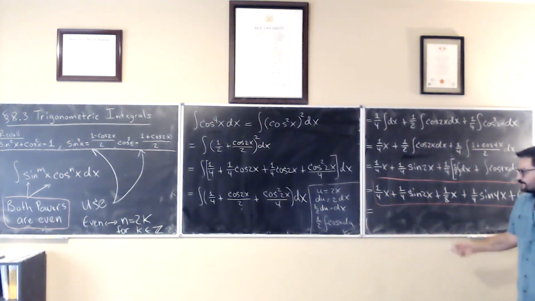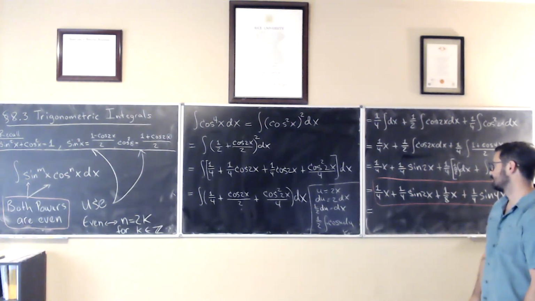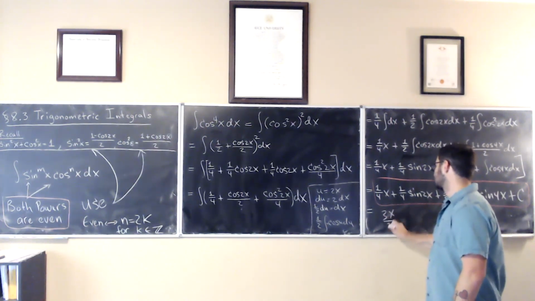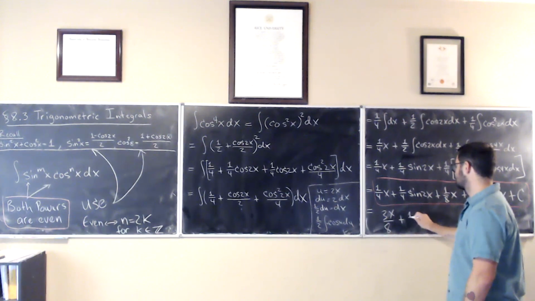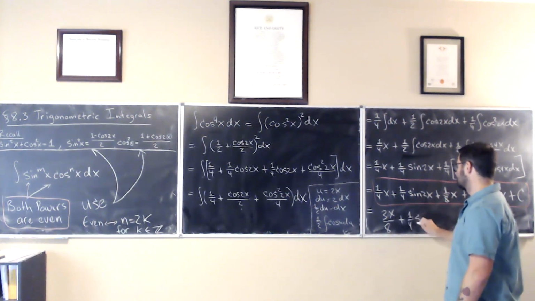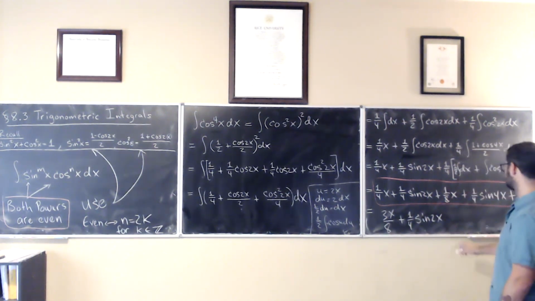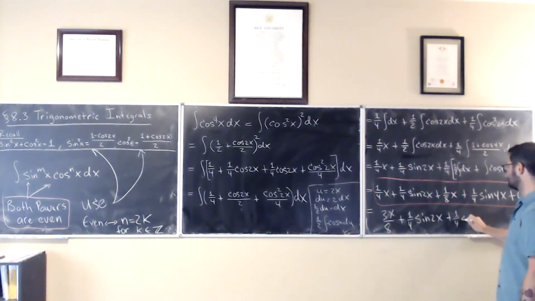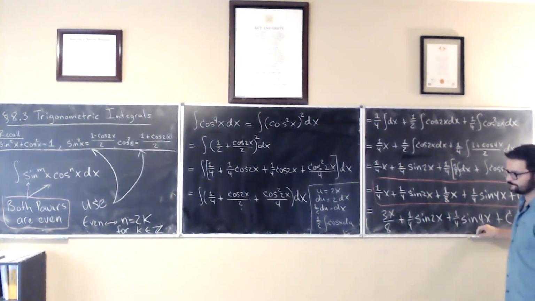But realistically, you should combine them. What would that be? It'd be 3x over 8, plus 1/4 sine 2x, plus 1/4 sine 4x, plus the constant.